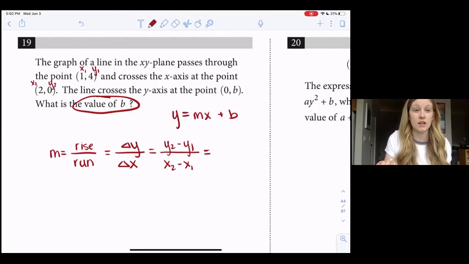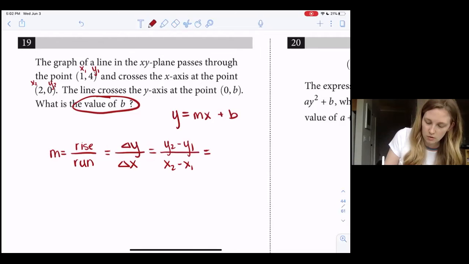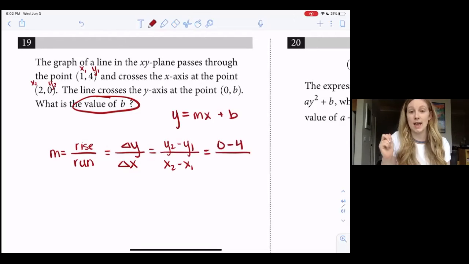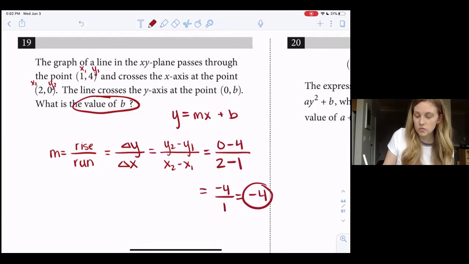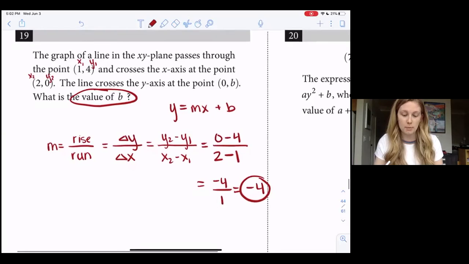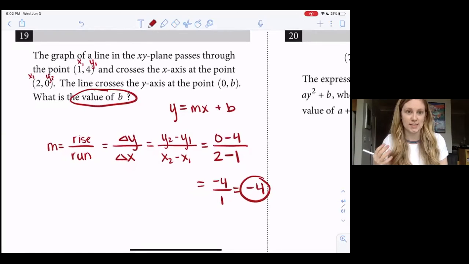And now I just fill in the values with the points that I labeled. So my y2 is 0 minus 4 over, and again, make sure you use x2 first here because the order does matter. So 2 minus 1. So that gives me negative 4 over 1, which is conveniently just negative 4. Okay, so now I have my slope, but I'm not finished because that's not what the question is asking me for. They want to know the y-intercept.